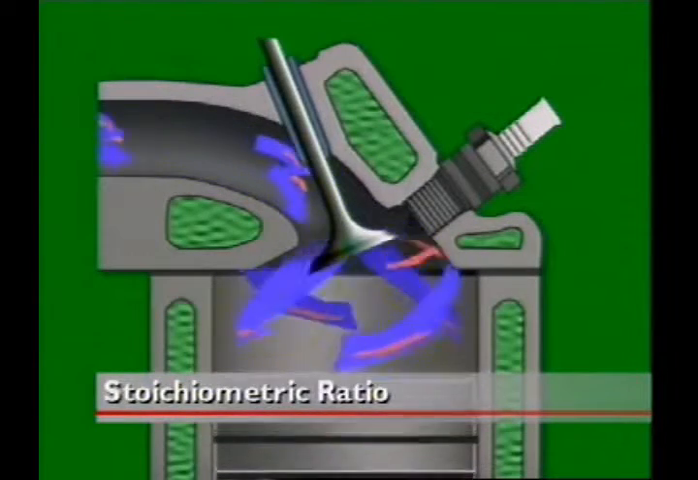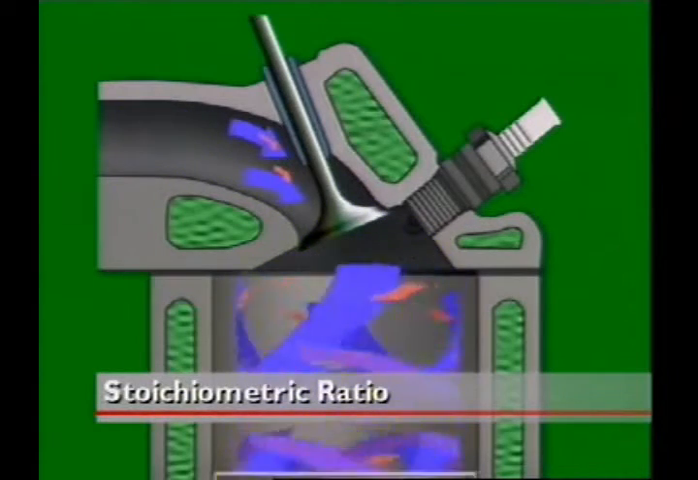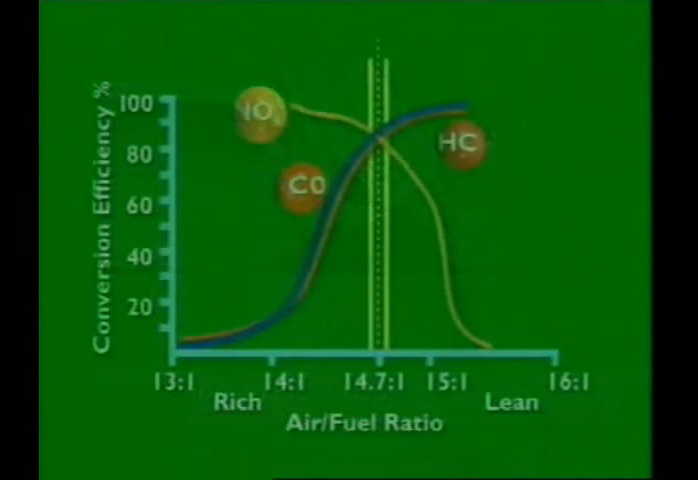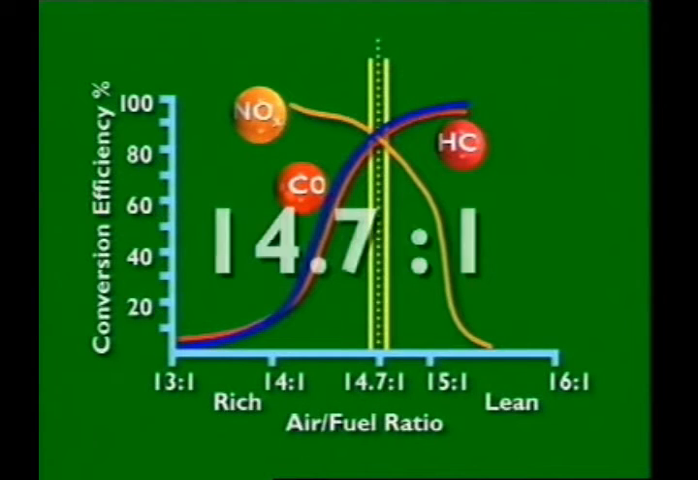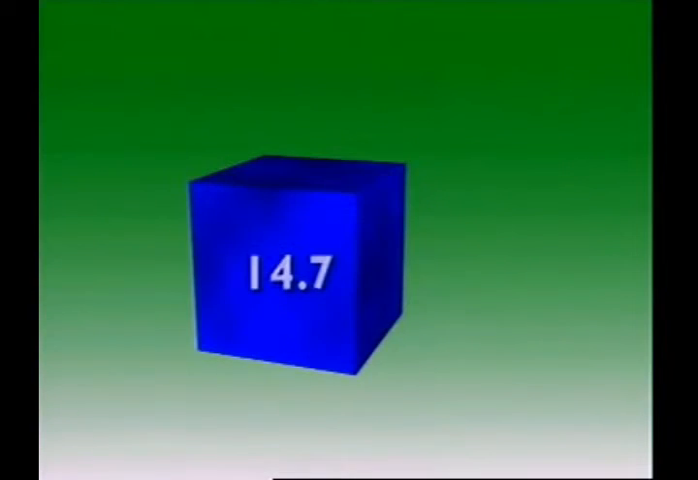The term stoichiometric ratio describes the chemically correct air-fuel ratio necessary to achieve complete combustion of the fuel. It is represented by the Greek letter lambda. The value of the ratio is 14.7 parts of air to 1 part of fuel. By mass, that's 14.7 kilograms of air to each kilogram of fuel. So if lambda equals 1, the air-fuel mixture is at the stoichiometric ratio of 14.7 to 1.